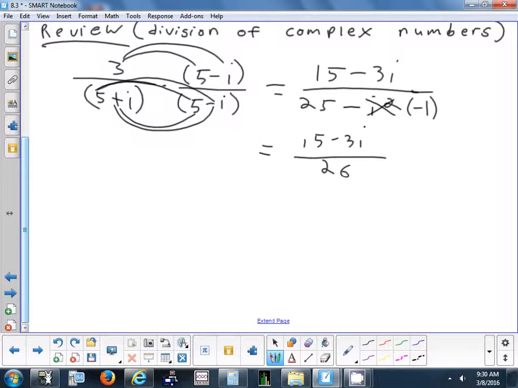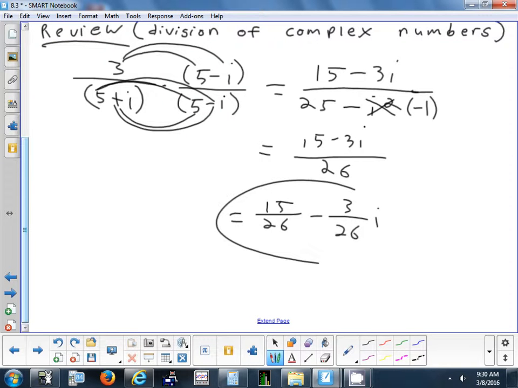And we're still not done. Now we have to separate it into real and imaginary part. So it's 15 over 26 minus 3 over 26 i. So if we're going to divide complex numbers in what we call standard form, this is how you have to do it. And it's a pain. There's a lot of things you have to deal with. You have to remember to use conjugates. Then you have to distribute in the top. You have to FOIL in the bottom. Combine like terms. Change i squared to negative 1. And then separate the real and imaginary part. A lot of steps. And this one wasn't even as bad as it could be.